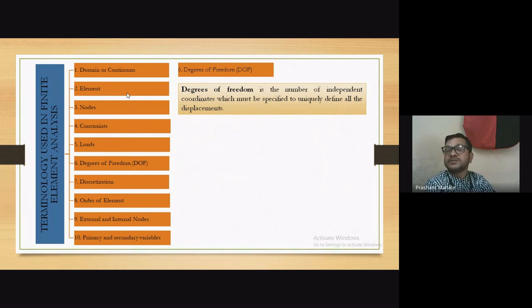Independent, these words and their meaning are very important. Independent coordinates. Independent means if suppose there are two coordinates x and y, motion is possible, but x depends on y. So we cannot call that two degrees of freedom because they are not independent. So the coordinates which are having motion must be independent of each other, and then only we can count them individually. In this way, if you count the independent coordinates, that will be the number of degrees of freedom.